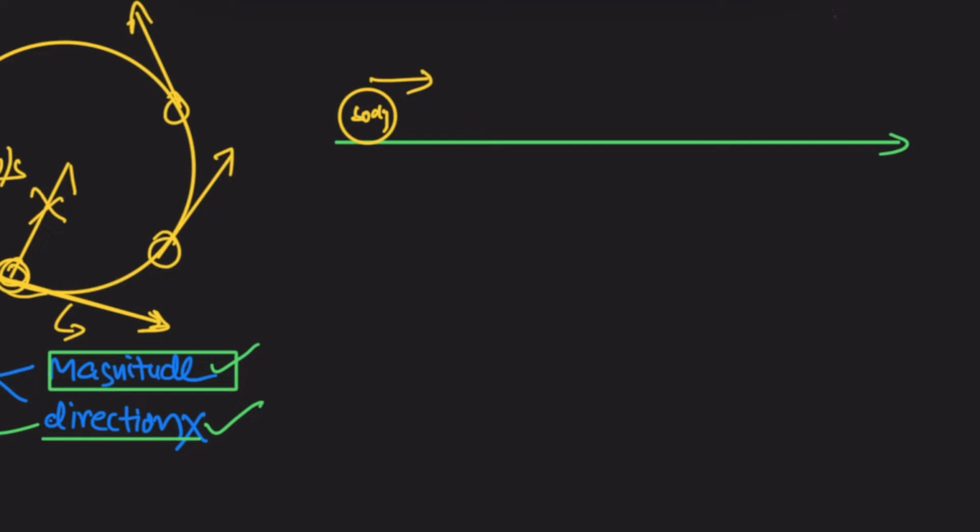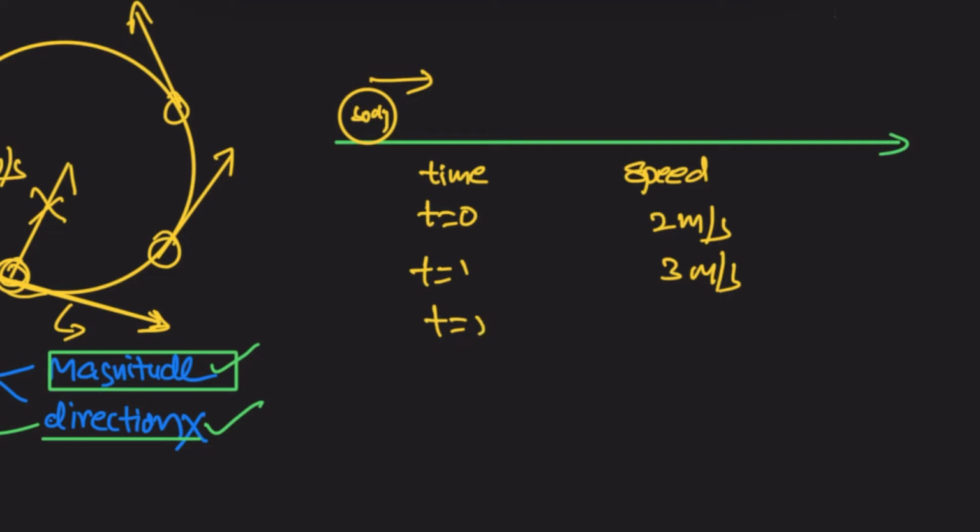See here, at different times: at t equal to 0, the body speed is 2 meters per second. At t equal to 1, say 3 meters per second. At t equal to 2 seconds, the body speed is 5 meters per second. At t equal to 3 seconds, the body speed is 4 meters per second. Look here, how do we observe the change in velocity for every second?